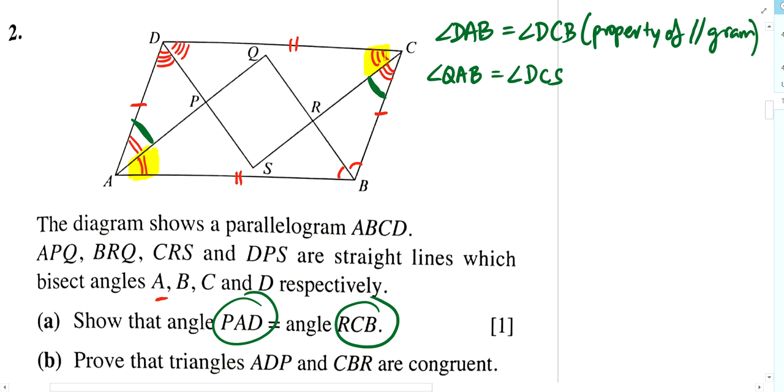Angles are the same. Since angle DAB and angle DCB are equal, when they bisect, that means the angle will be cut down. So what do I write? Angle DAP equals angle BCR. Angle BCR. What's the reason? Because when they bisect. Any more suggestions?